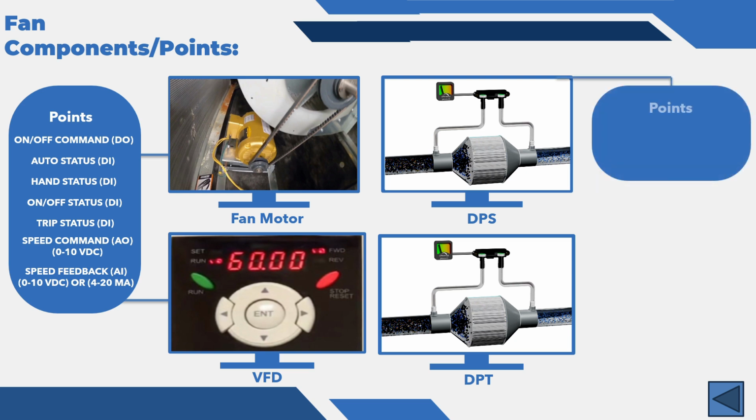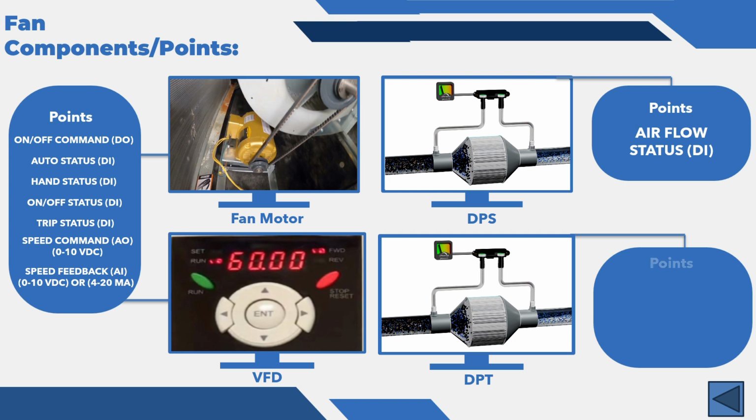DPS point, airflow status, DI. This point indicates that there is an airflow on the fan. It is a digital input point to the BMS. The main purpose of this point is to detect if the belt connecting the motor and the fan is broken.